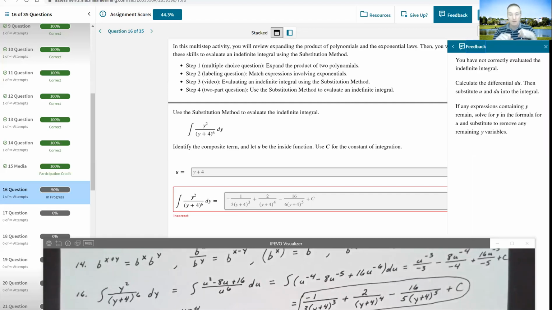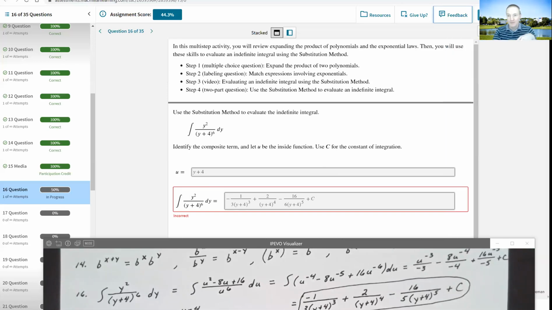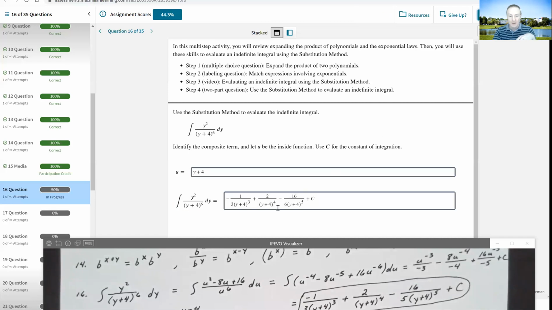Oh, let's see here, guys. So negative 1 over 3 times the group y plus 4 cubed. Yes. Plus 2 over the group y plus 4 to the 4th. Yes. Oh, then it's my third fraction there. So this one was on me, but we can fix that. I had a mistype there. That's 16 over 5 times the group y plus 4 to the 5th plus c. Check that answer. It's right.